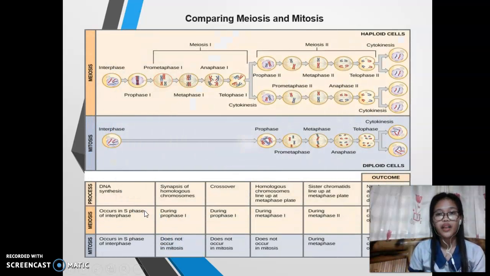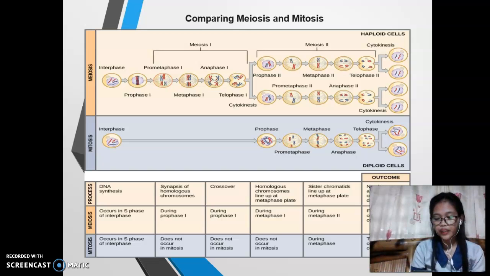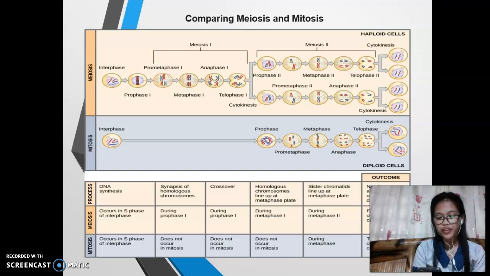Comparing meiosis and mitosis. To summarize the genetic consequence of meiosis 1, the maternal and paternal genes are recombined by crossover events that occur between each homologous pair during prophase 1. In addition, the random assortment of the tetrads on the metaphase plate produces a unique combination of maternal and paternal chromosomes that will make their way into the gametes.